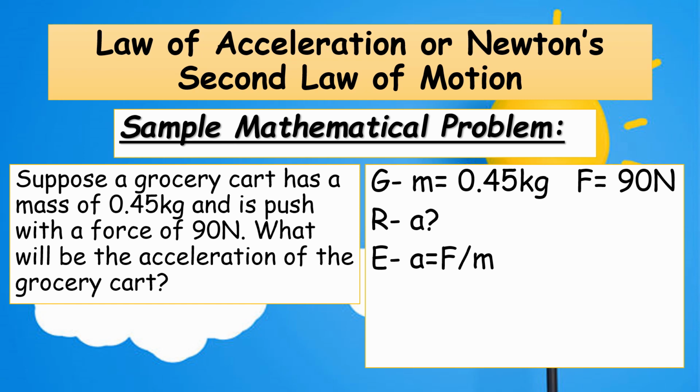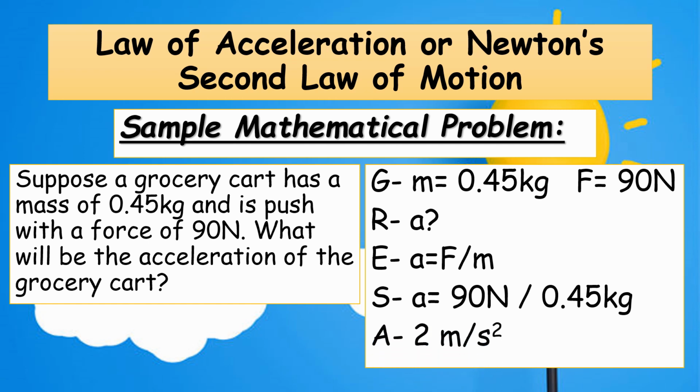Sunod sa letter E ay yung letter S, which is solution. So, ang mangyayari lang is i-distribute lang natin yung given dun sa equation. So, A is equals to the force of 19 newtons over the mass of 0.45 kilograms. So, meron na tayong solution. Pwede na tayo mag-divide. At ang magiging answer niyan is 2 meters per second. Bakit meters per second? Kasi ang nawawala ay acceleration. At ang unit na ginagamit natin sa acceleration ay meters per second squared.